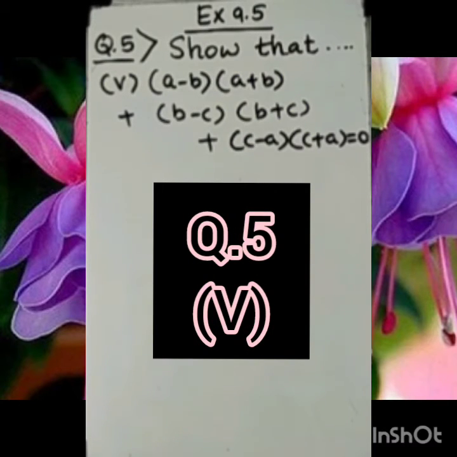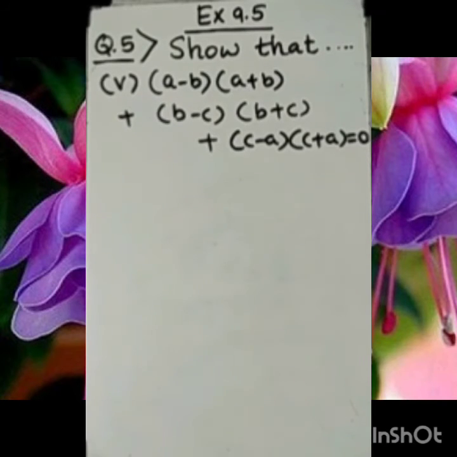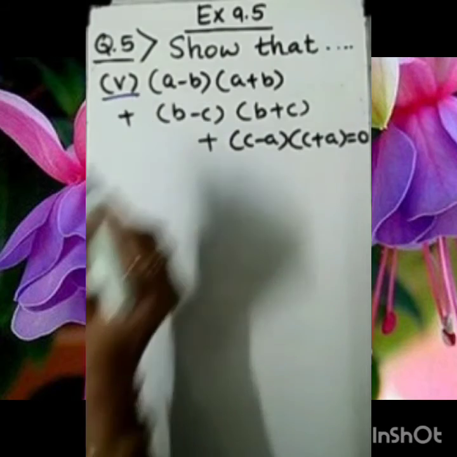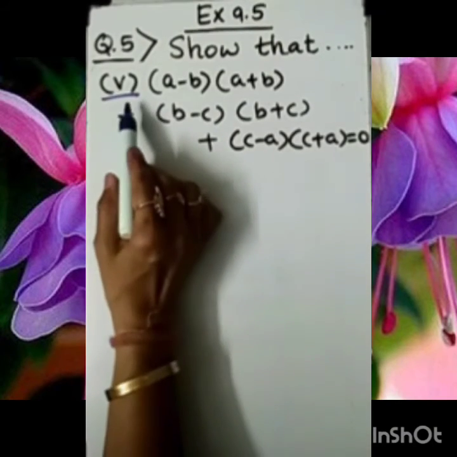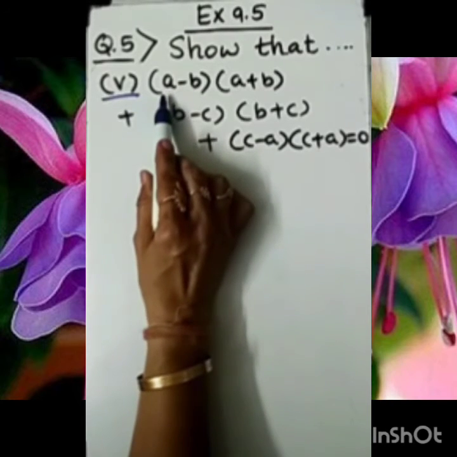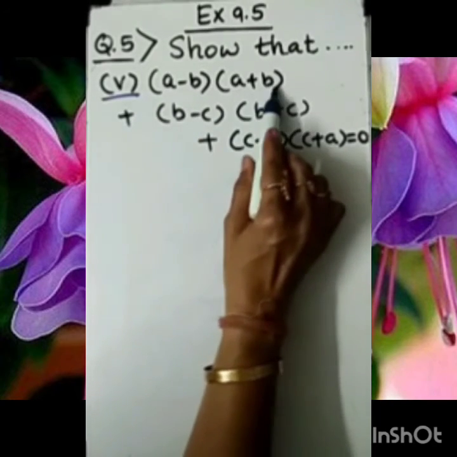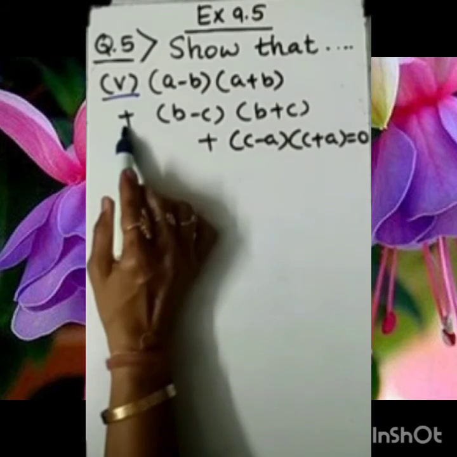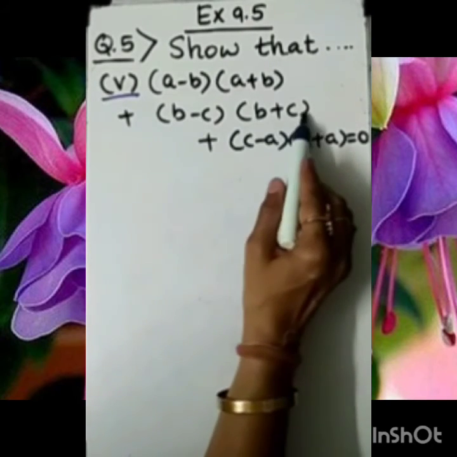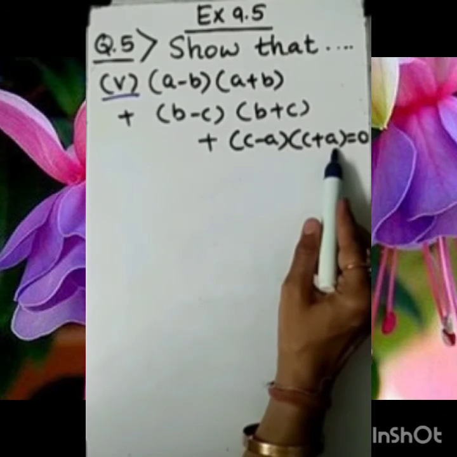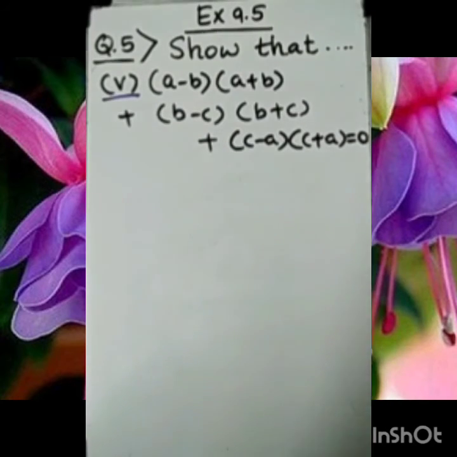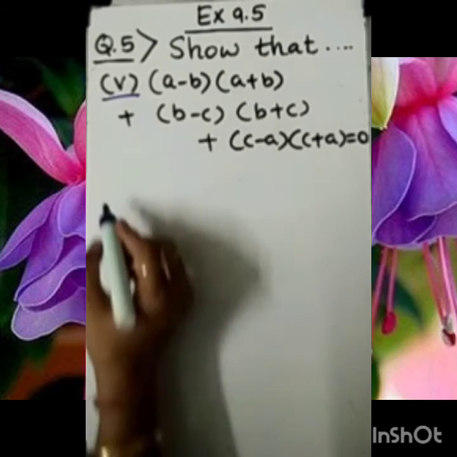So my dear student, here is the fifth part of the fifth question, which is quite important for the examination purpose and easy also. You can see on your screen what we are given in the question. (a minus b)(a plus b) plus (b minus c)(b plus c) plus (c minus a)(c plus a), which is equal to 0. Clear? So let's begin with LHS.